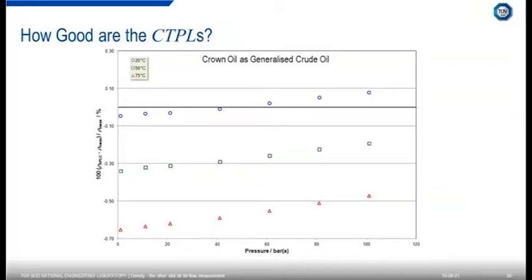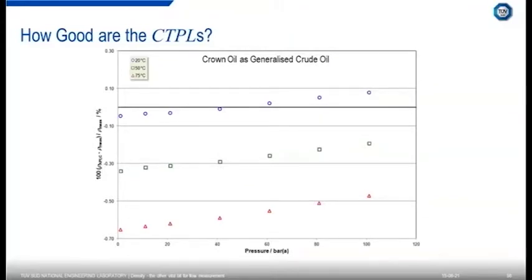I've taken an example here of one of the oils that we've used in our EPAT facility, and used the API calculations treating it as a generalized crude oil. And at 20 Celsius, it's not too bad. As you move away from 20 Celsius, the errors become quite significant. So at 75 bar, you can see that our errors are anywhere between -0.5 and -0.7%.